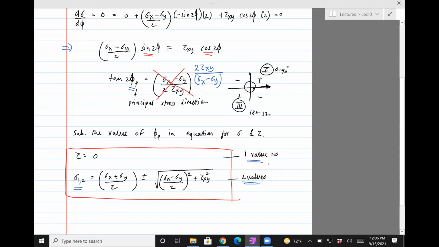The reason why there are two values is because if you look at tan 2 phi p, tan is positive in two quadrants and negative in two quadrants. So if this expression is positive, it will have two values, either in the first and the third quadrant, or if it is negative, in the second and fourth quadrant. So they'll always come in pairs. Okay, so that's phi p, here is the direction. Everything will come together when we do the Mohr circle.